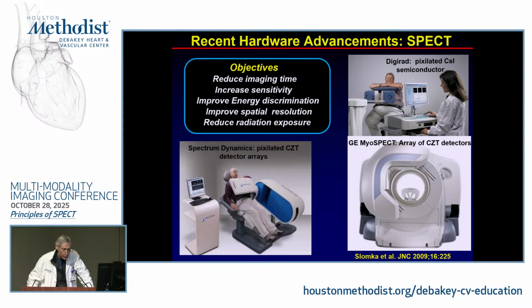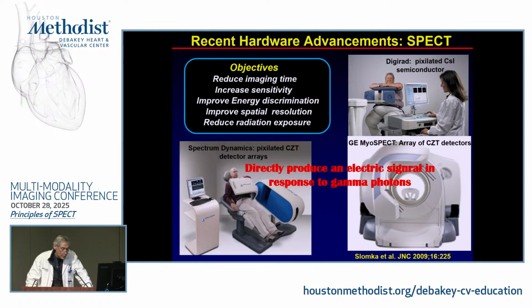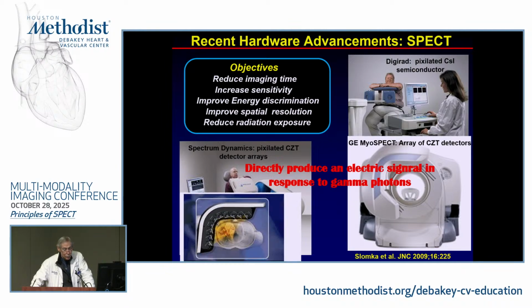And like I said, there are several different camera systems out there. There's a DigiRad system. There's a Spectrum Dynamics system out there, which uses pixelated CZT arrays. And there's the GE MyoSPECT camera. All of these newer cameras, incidentally, are also equipped with CT for CT attenuation correction. And again, remember with CZT, we directly produce an electrical impulse from the gamma interaction with the crystal, rather than having to go through photomultiplier tubes and all of these other arrays.